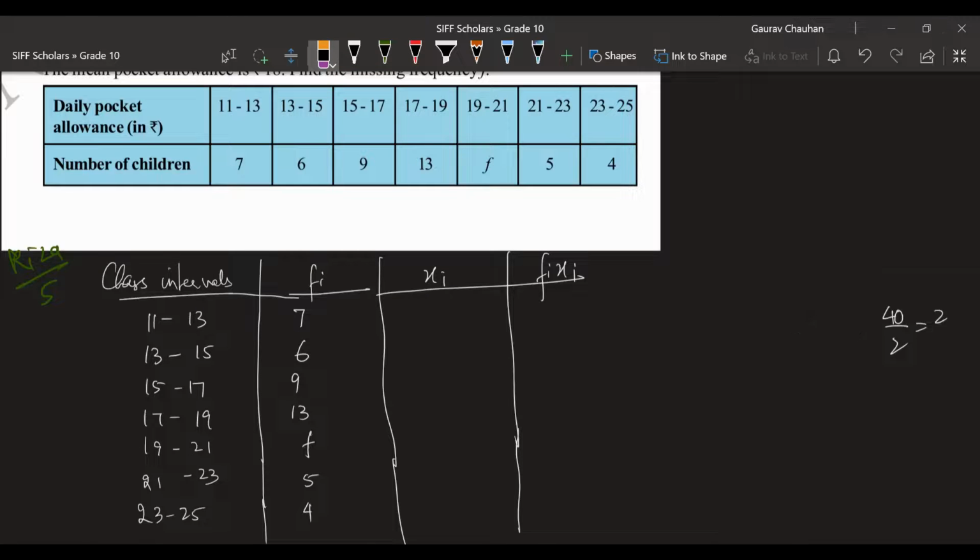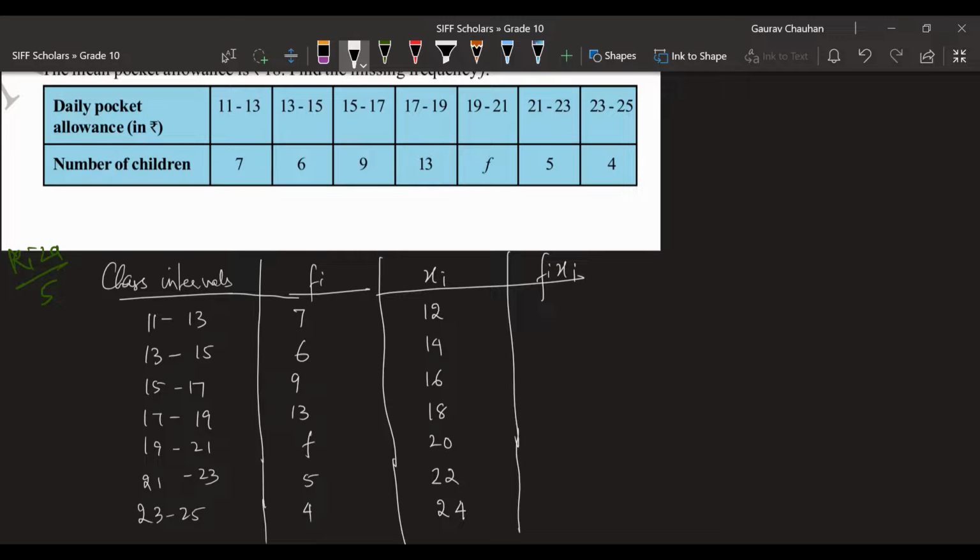So it's a simple thing. If this is very clear in your head, you can mostly find xi without actually adding and dividing. But for the sake of it, writing it now: this is 12, this is 14, this is 16, this is 18, this is 20, this is 22, and this is 24.